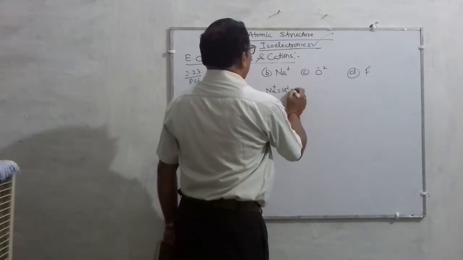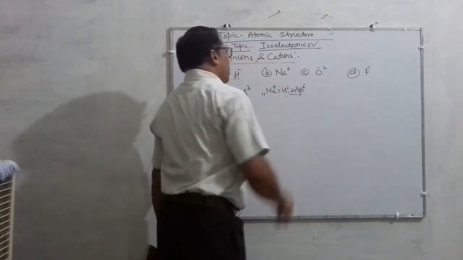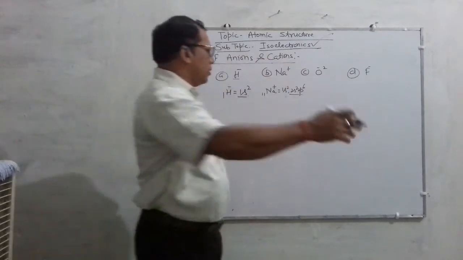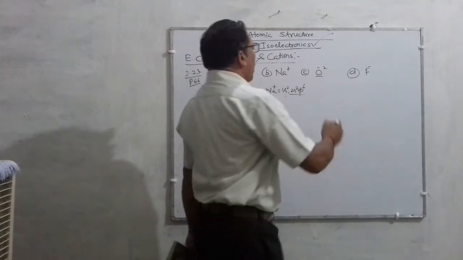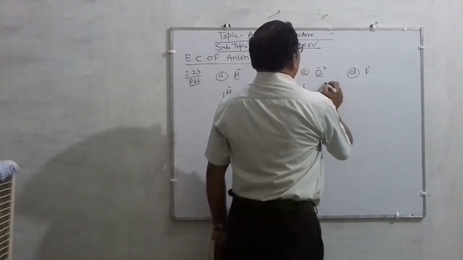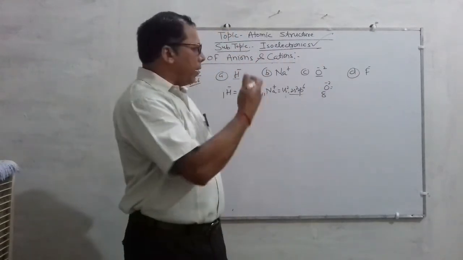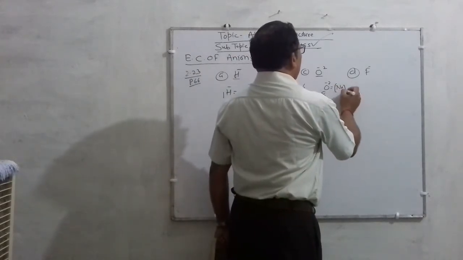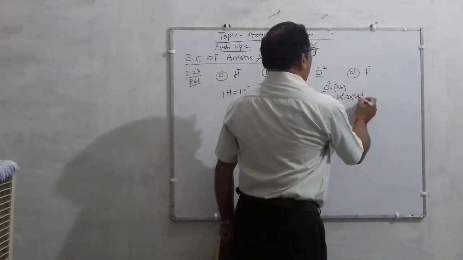That is 1s2, 2s2 and 2p6, which means 10 electrons: 6 plus 2 plus 2 equals 10. Similarly, this is oxygen in the form of an anion. You know that oxygen is 8, but it has gained 2 electrons, so the number of electrons becomes 10. So it will get the electronic configuration of neon, which can be written as 1s2, 2s2, 2p6.